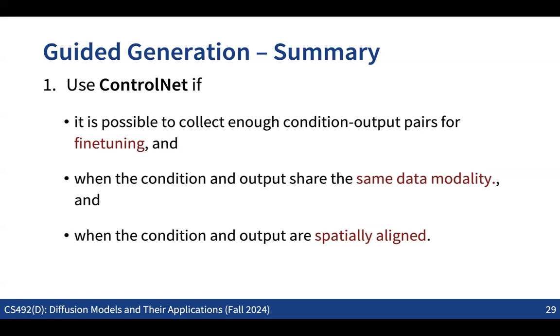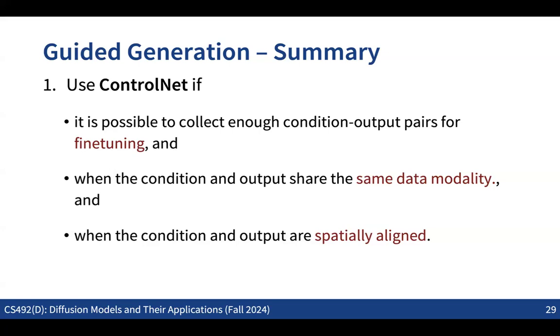One example where we have enough training data and the same modality, but not spatial alignment, I think we also discussed. One example of cases when the images are not spatially aligned was novel view synthesis. For example, I have an image from the front view, and based on that, I want to generate images of the side view of the same object.